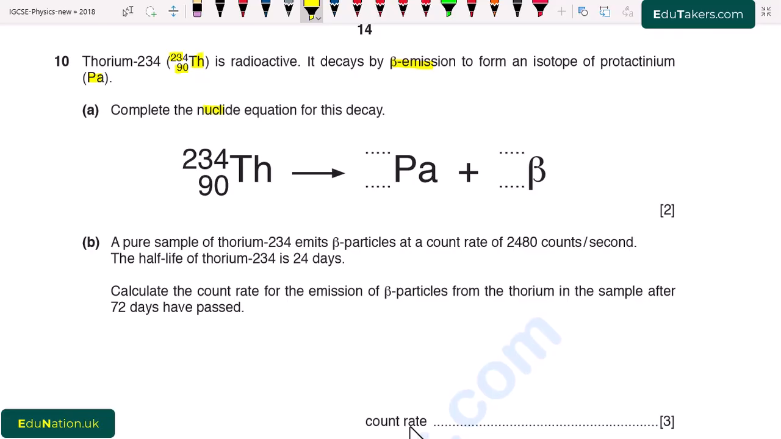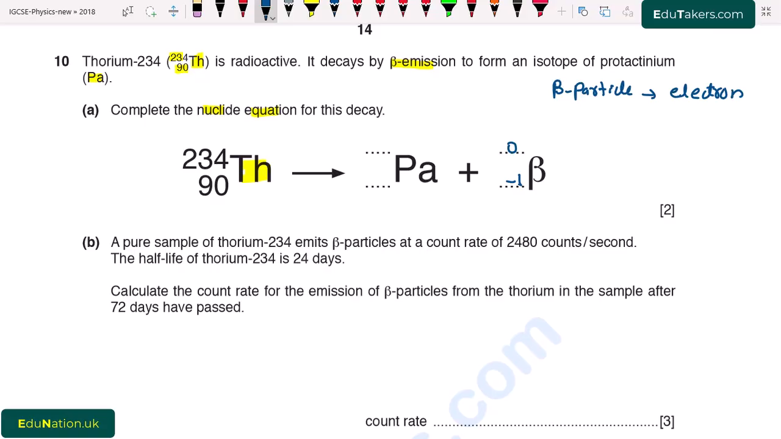Here we have to complete this equation, and it is Th, that is thorium, with atomic number 90 while the mass number is 234, and it undergoes beta decay and changes into protactinium. So first of all, we know that a beta particle is just like an electron, with 0 and -1, meaning the atomic number is -1 while the mass number is 0.